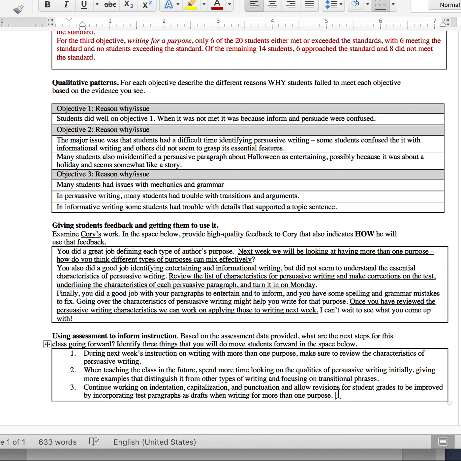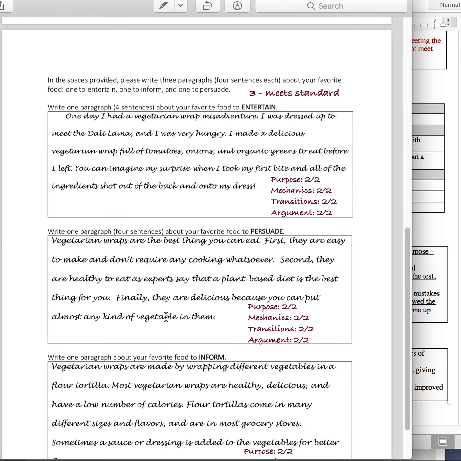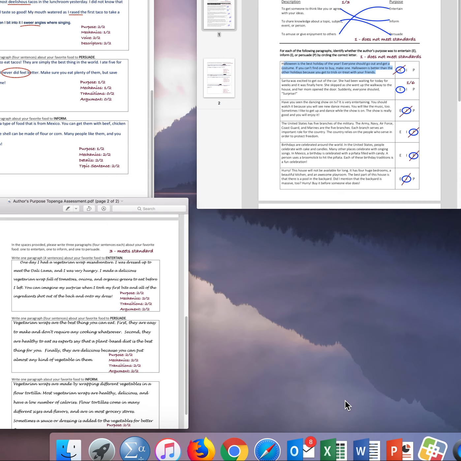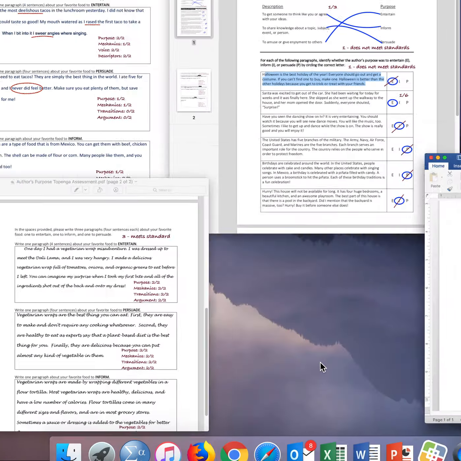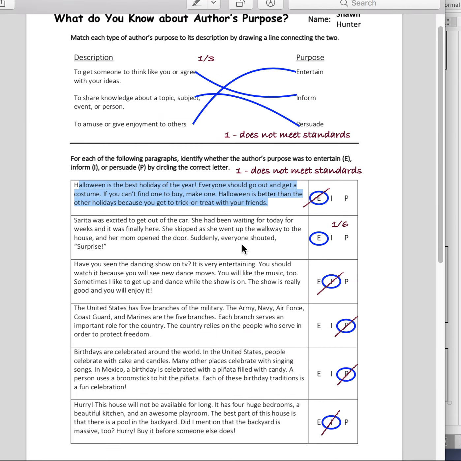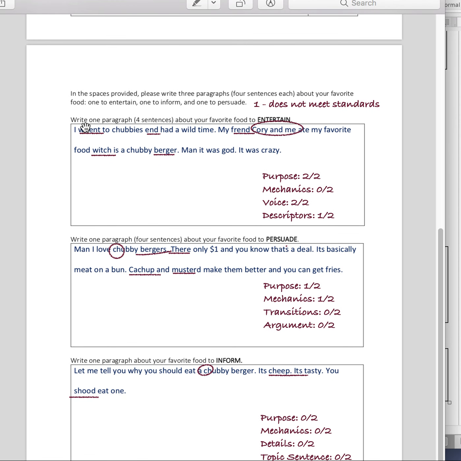I would also incorporate test paragraphs, in other words, the paragraphs that they wrote here, as first drafts to write with more than one purpose next week. So in other words, for Sean in particular, we'll say, right, this is his entertaining paragraph. We're going to try to work on that a little bit. My feedback for him would be a little bit different. And then I'm going to use this as a springboard. So if you weren't just trying to be entertaining, you were trying to combine maybe all three of these together, how would you do that?